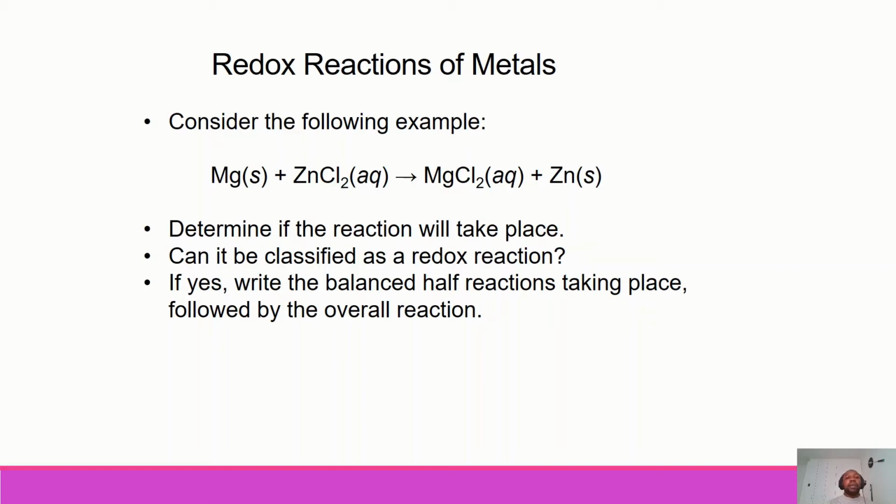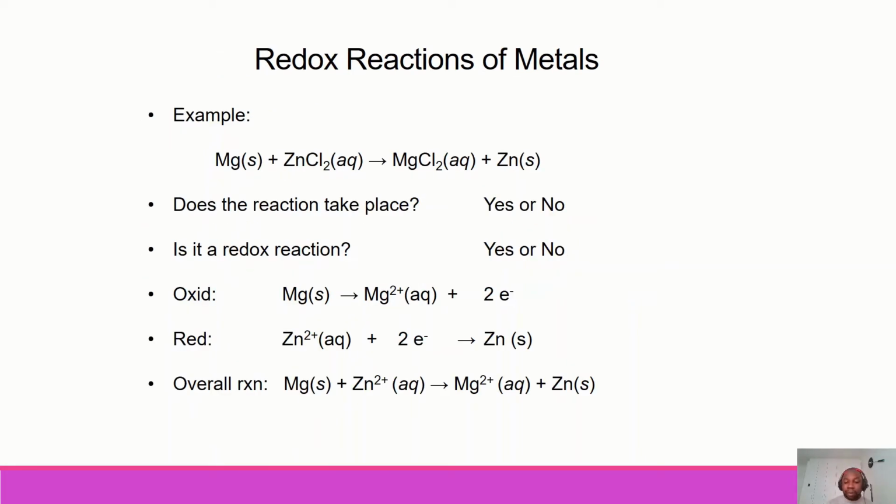So consider the following example: magnesium reacting with zinc chloride. We need to ask ourselves some questions. We have to determine if the reaction will take place. Can it be classified as a redox reaction? If yes, we are to write and balance the half reactions taking place, followed by the overall reaction.